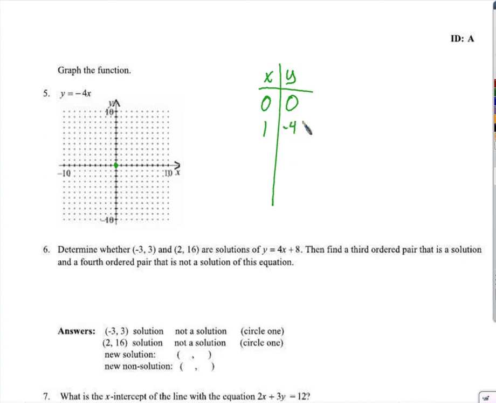Then we take negative 4 times 1, negative 4, that's it. 1 for x, negative 4 for y. Could I have plugged in a half? Could I have plugged in a quarter? Could I have plugged in 3/4? Yes. Where would they land me? Somewhere between, in a straight line between these two.